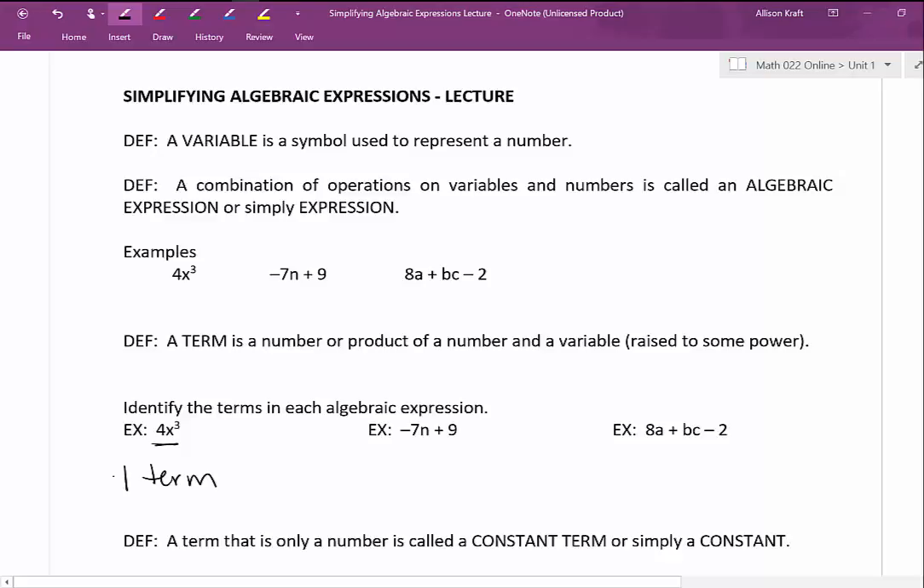In the next example, we do see an addition sign. That tells us we have more than one term. In fact, we have two terms, negative 7n and positive 9. In the third example, we have both an addition and a subtraction symbol. This gives us three terms.